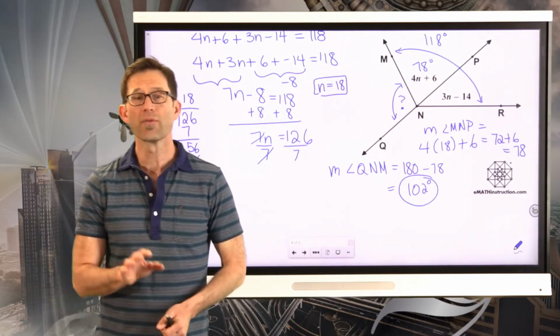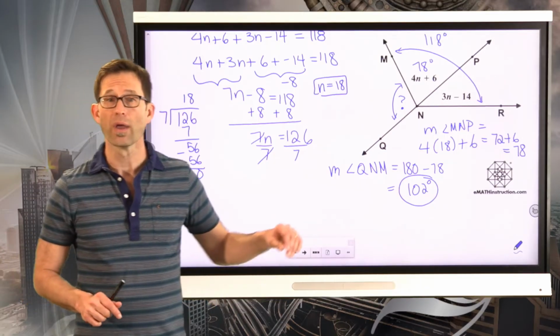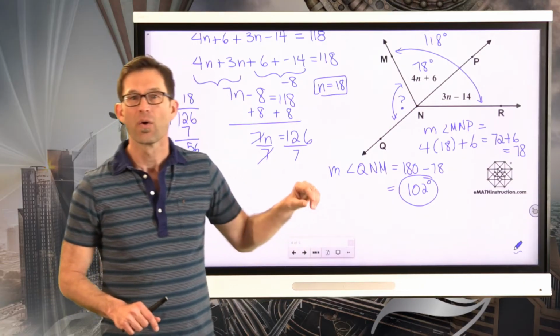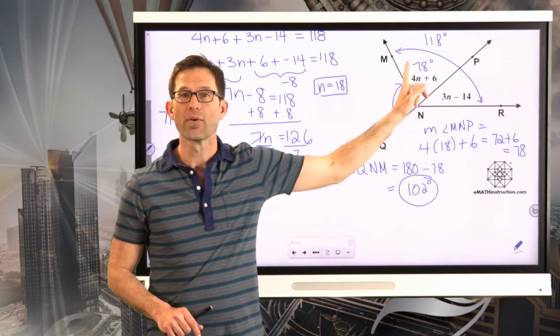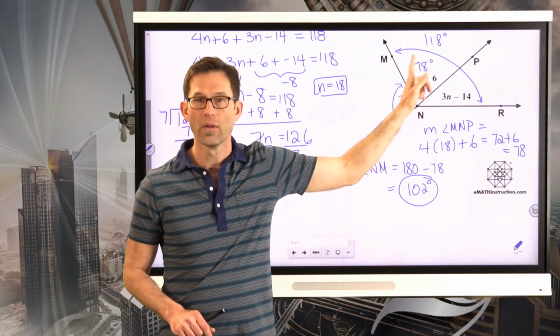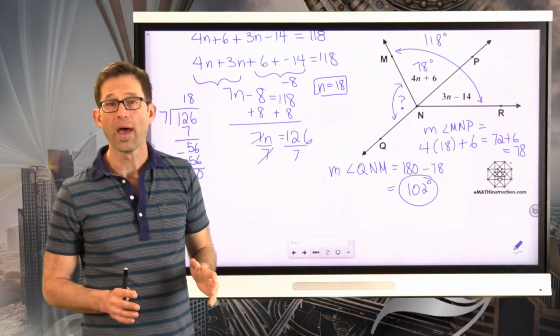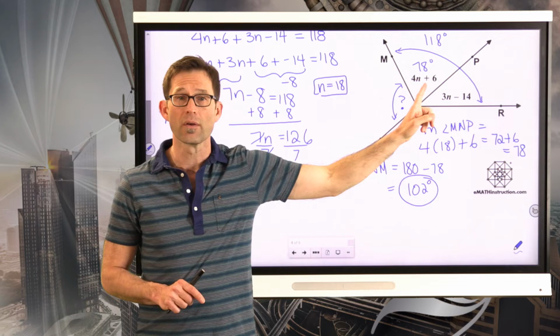But think about all the different things we had to do in that problem. The first thing we had to do was simply set up an equation and hopefully get our 118 right as opposed to 18. We had to add these two together and set it equal to the angle that those two, when put together, equal. We had to solve for n, and then we had to use the value of n to find an angle that wasn't even the one we were looking for.